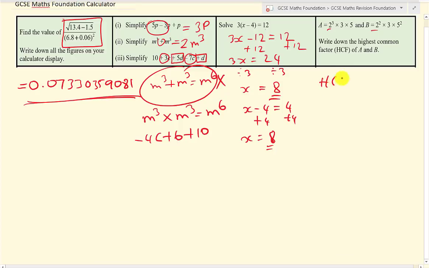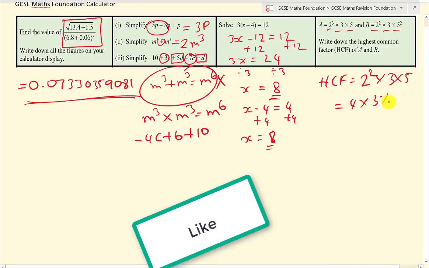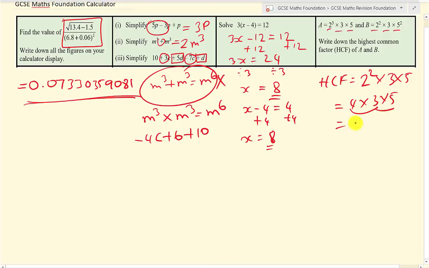So the highest common factor is going to be 2 squared common, 3 and 3 is common, and 5 and 5 squared. So one lot of 5 is common, so times by 5. So 2 squared is 4 times 3 times 5. 4 times 3 is 12 times 5 is 60.